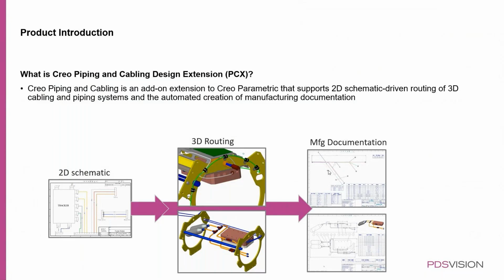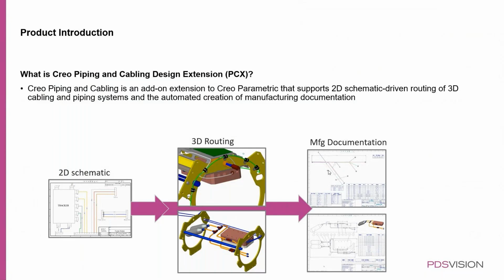Okay, so that introduction stuff aside, I'm going to jump into talking about Creo Piping. Piping Cabling Extension, or PCX, is an add-on for Creo Parametric, and essentially what it lets you do is route pipes and cables. So you can use these extensions to create realistic representations of cable and pipe routings that will be included in your models.